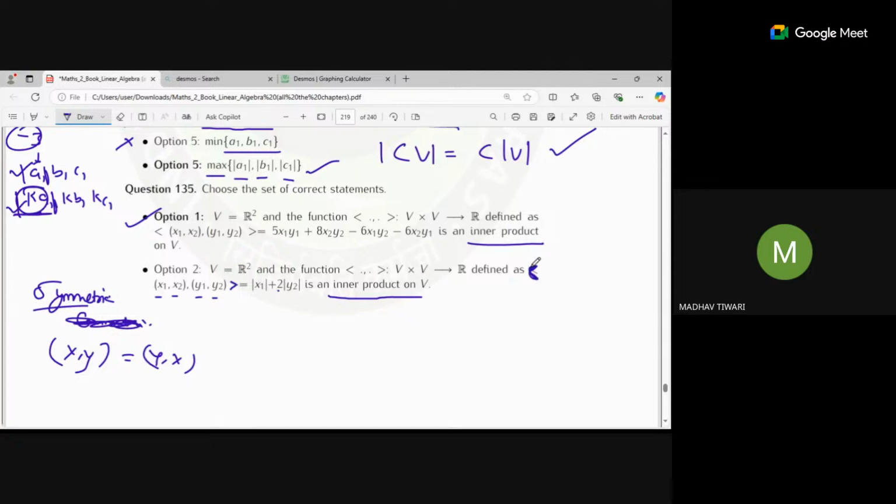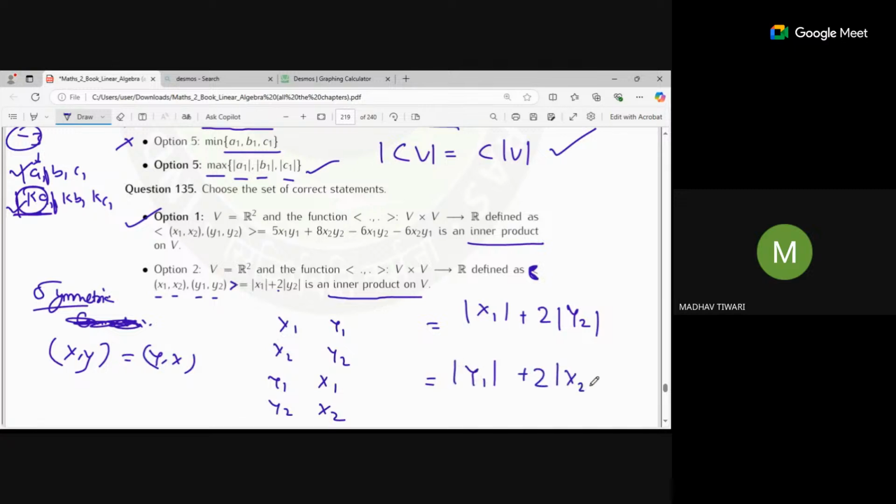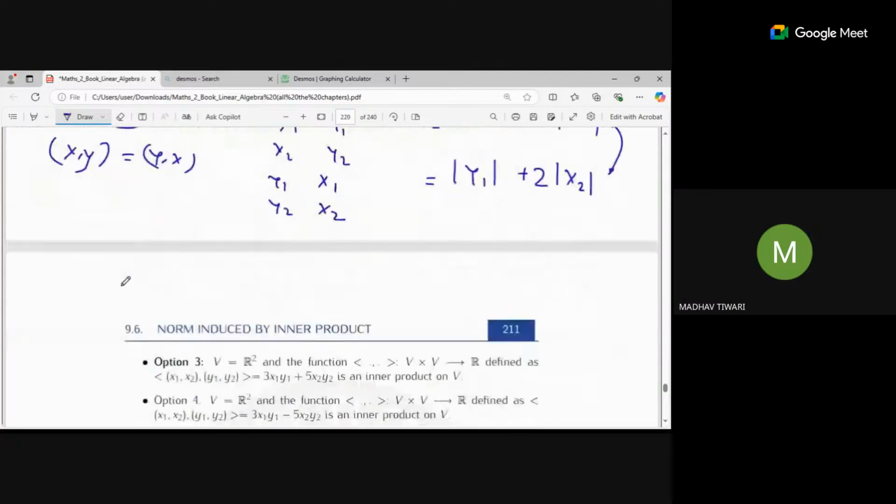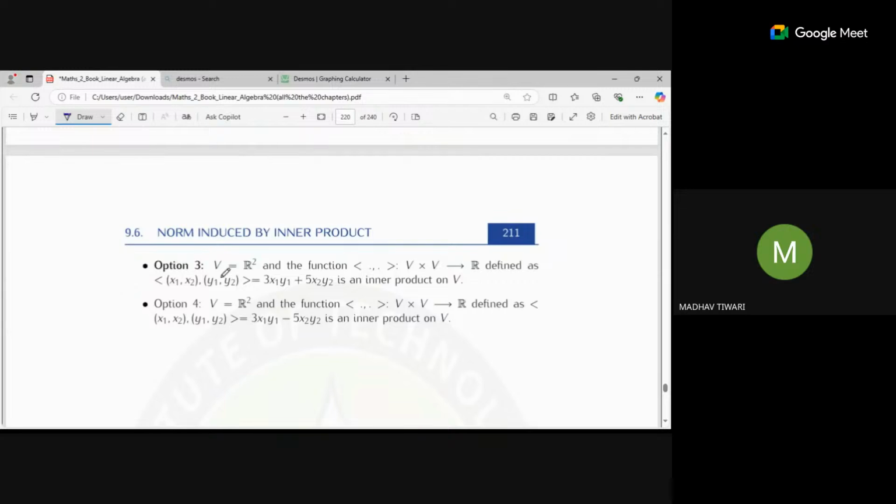We define the inner product like this. So x1, x2 you are doing with y1, y2. You will get x1 magnitude plus 2 y2s. If you do vice versa, y1, y2 first and x1, x2 later, then you will get y1 here and plus 2 times x2. You can see both are not matching, so that's why it is not an inner product, right? Next, continue here. It is an inner product.